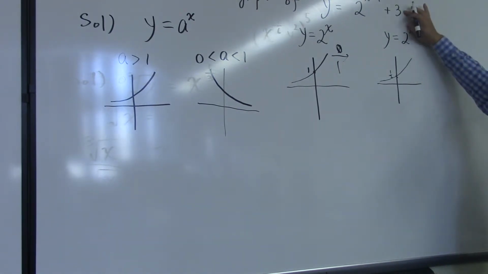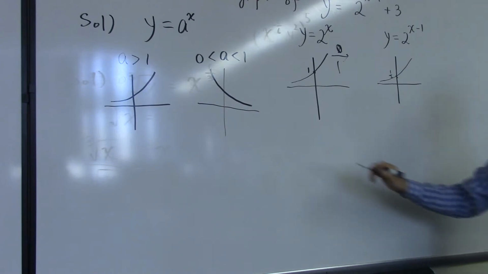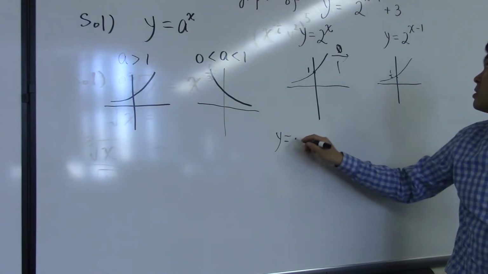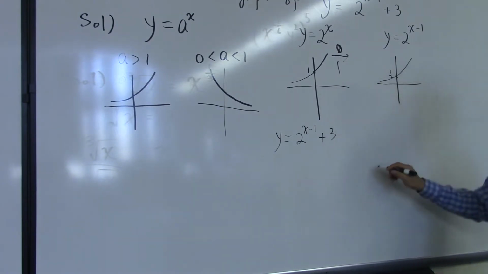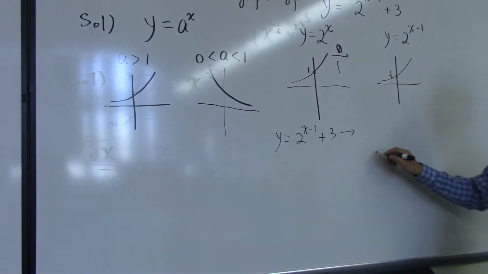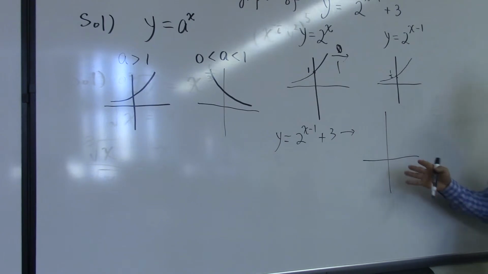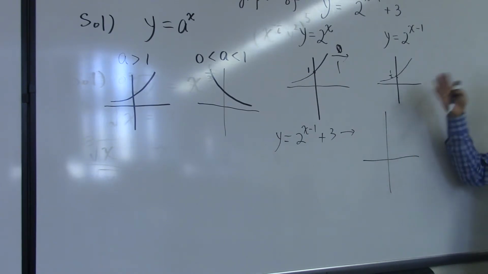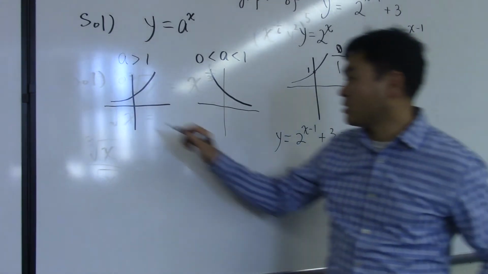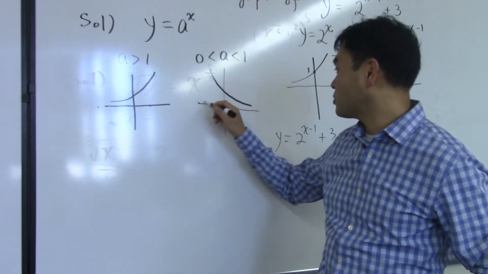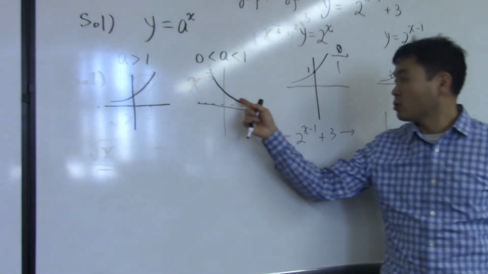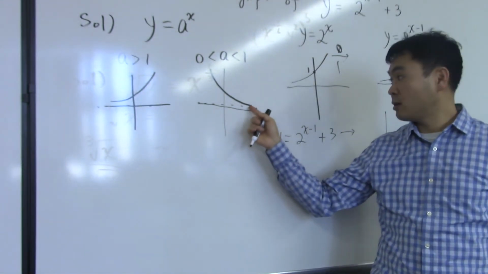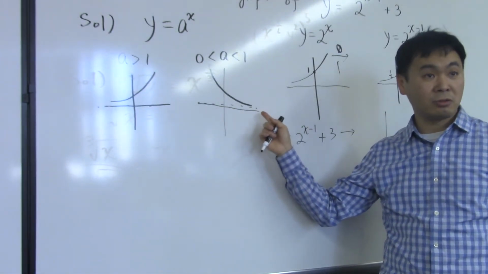And then let's think about how to do plus 3. What does plus 3 do to the graph? It shifts 3 up, right? So for this one, you have the graph where this entire thing is going up. And by the way, I forgot to say that the x-axis for these two graphs is a horizontal asymptote, right? Because as you go further to the right, the graph gets closer and closer to the x-axis.